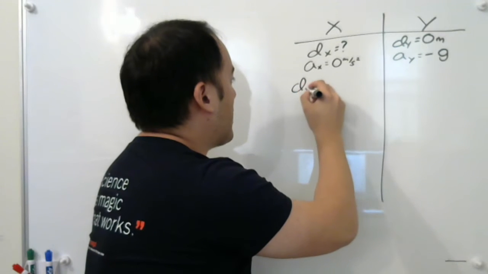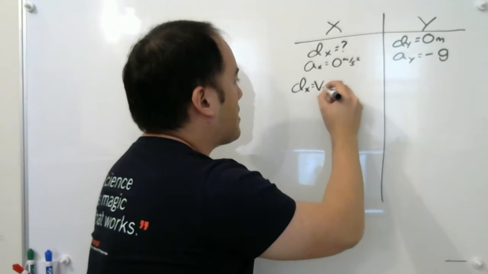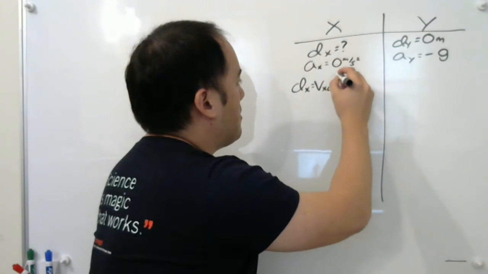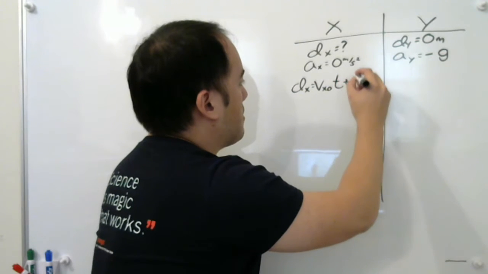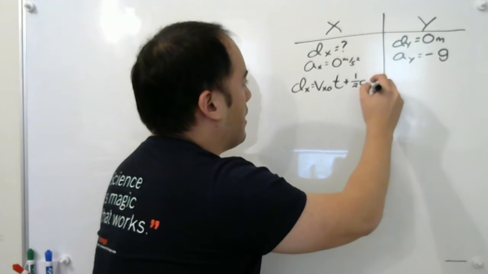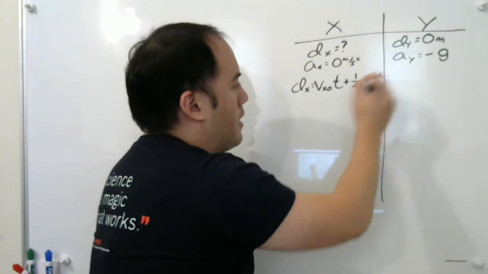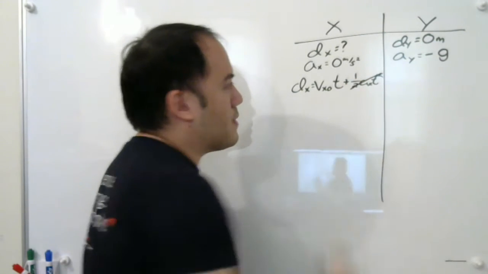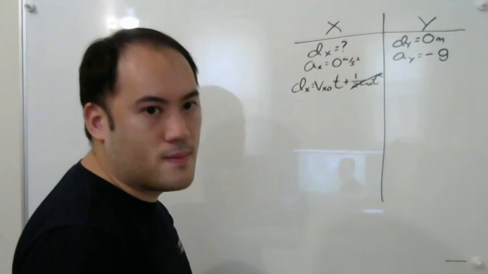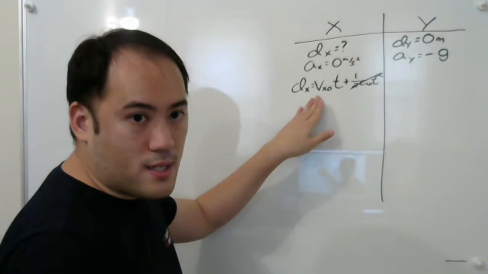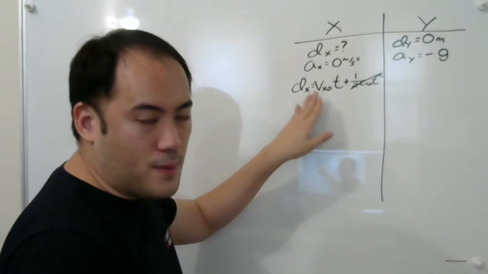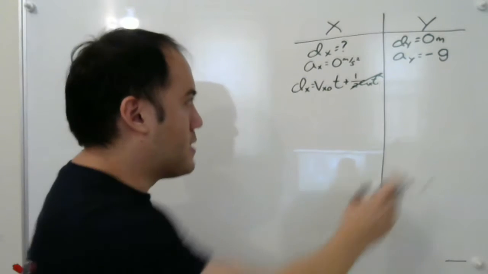So we're using dx equals vx naught t plus 1/2 ax t squared. 1/2 ax t squared is 0 because ax is 0. So this is the equation we're going to use to solve. But we don't know t. We're going to find t on the y side.